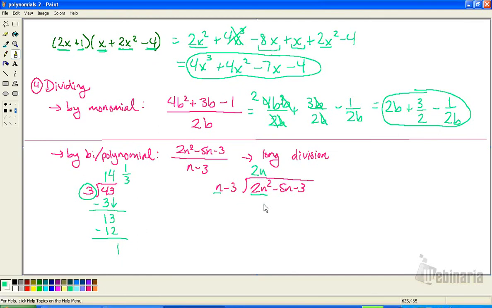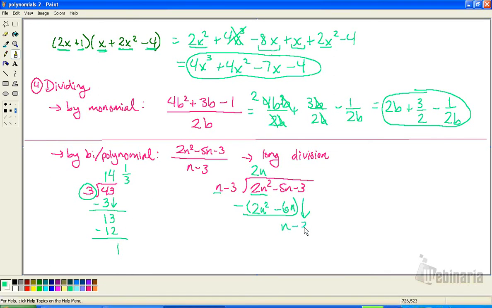2n times n is 2n squared. 2n times negative 3 is negative 6n, and I'm going to subtract. Make sure you subtract the whole thing. So the 2n squared minus 2n squared is nothing. Negative 5n minus negative 6n. Well, minus a negative is really plus, so negative 5n plus 6n, negative 5 plus 6 is just 1. 1n down here. And then we drop it down. Just like we dropped down the 3 over there, we drop down the minus 3 over here.